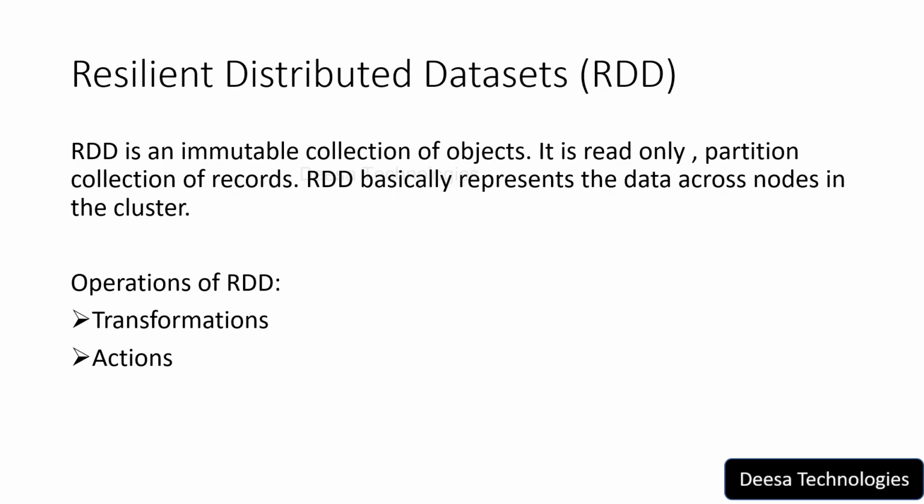Spark follows lazy evaluation. Now this is important to understand. This is where we are explaining how Spark is faster than MapReduce. So Spark follows lazy evaluation.